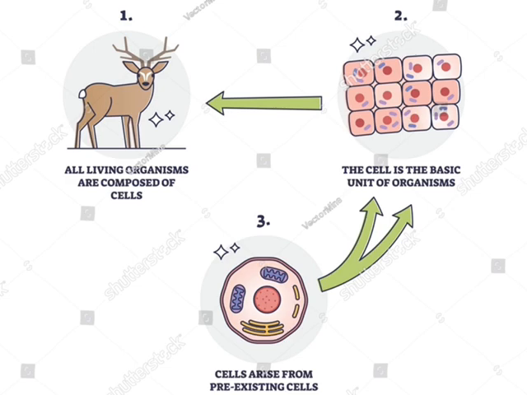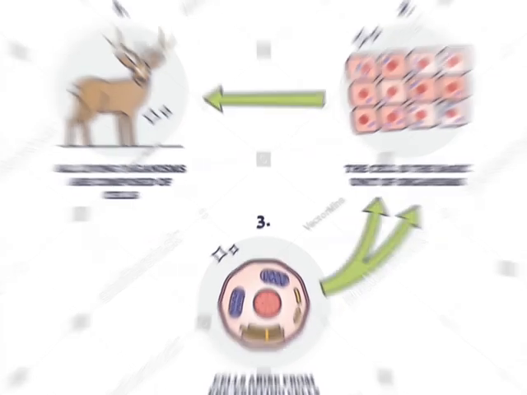Now, there are two kinds of cells that exist. We have the prokaryotic cell and the eukaryotic cell. Eukaryotic cells are found in eukaryotic organisms, and prokaryotic cells are found in prokaryotic organisms.